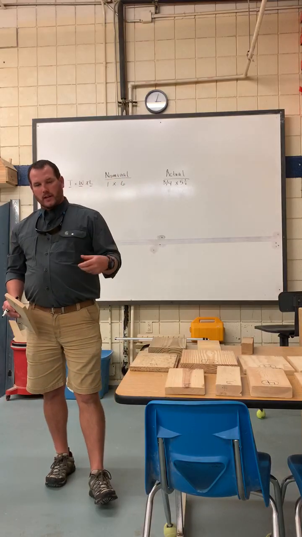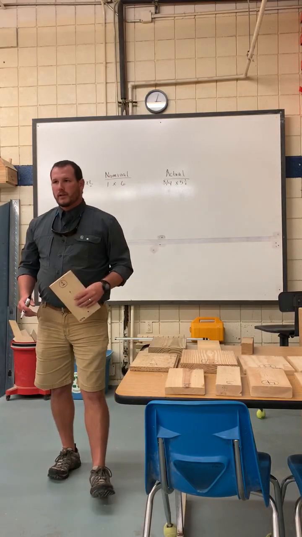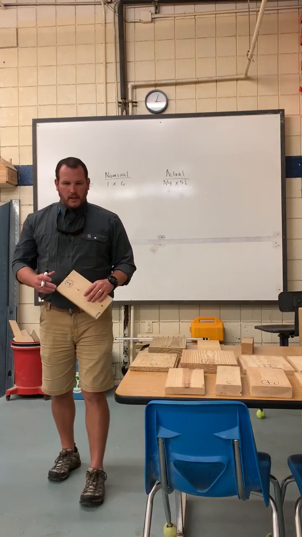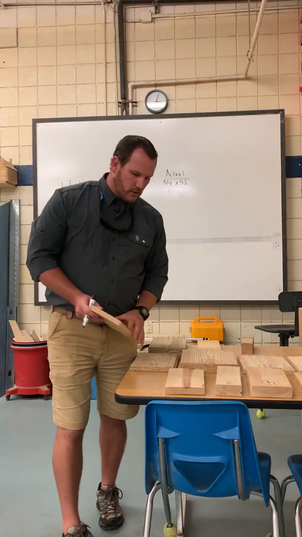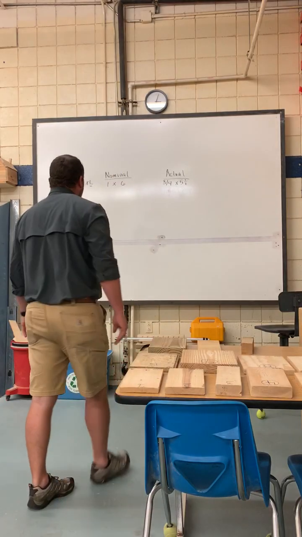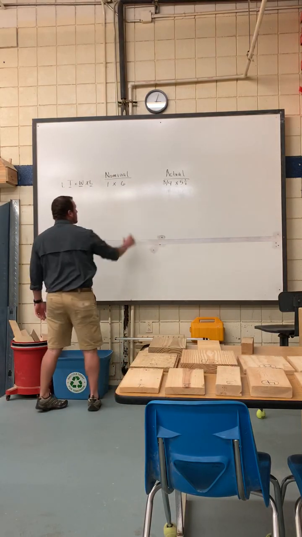You can special order 20 foot and some other stuff, but your most common stuff, if you go to Lowe's, Cycle Lumber, Home Depot, any of those places, you're going to find lumber that comes in 8 foot, 10 foot, 12 foot, 16 foot. Those are going to be your common. So we're not putting a length on this right now.